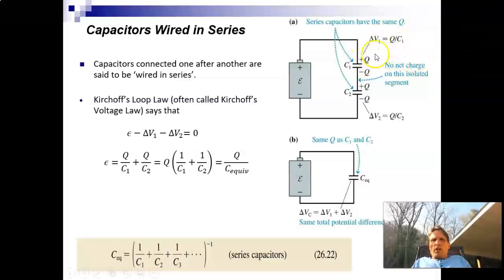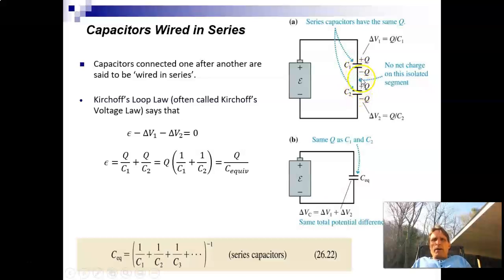We know that the voltage across capacitor 1 is Q over C1, and the voltage across capacitor 2 is the charge on its plates over C2. The claim is that the total charge on each plate has to be the same. Why is that? If you charge this top plate up to plus Q1, then you have to have an equal and opposite amount, negative Q1, on the bottom plate. Which means if it's connected by a wire to the second capacitor, there can't be any net charge here.